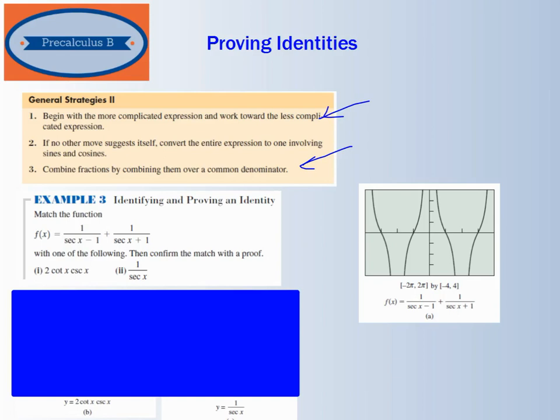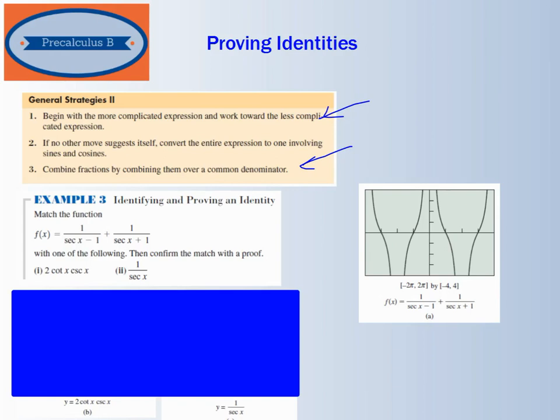All right, and here's an example where we may actually have to use these different strategies. So if we start out, it says match the function f of x equals 1 over secant x minus 1 plus 1 over secant x plus 1 with one of the following, and then confirm the match with a proof.